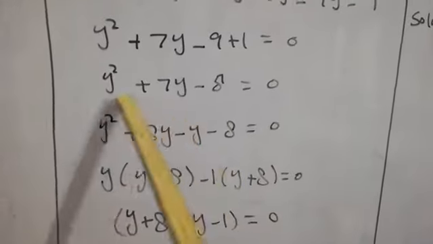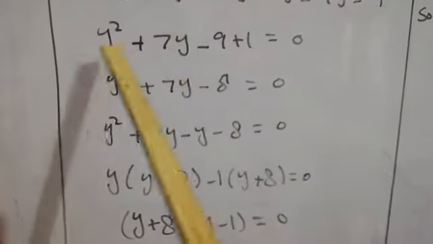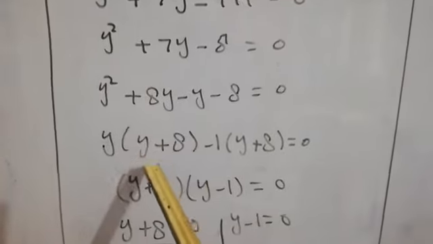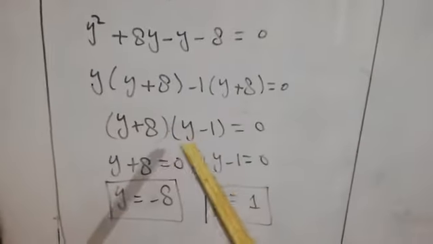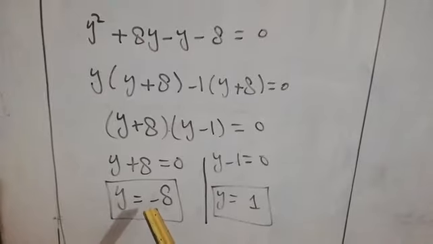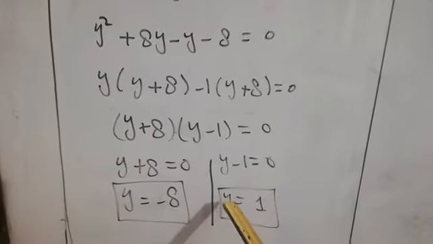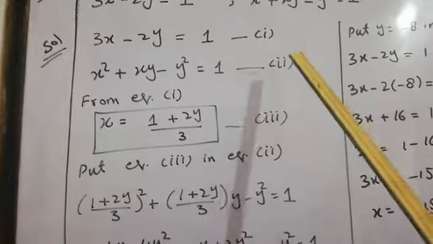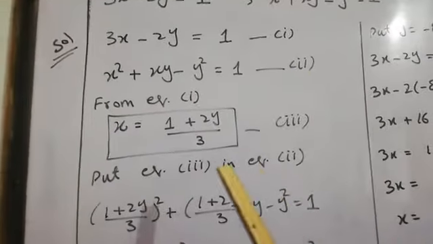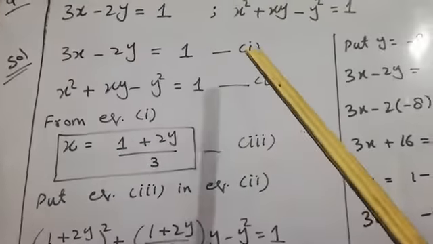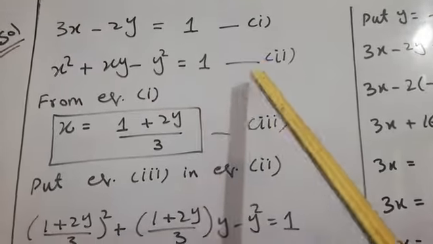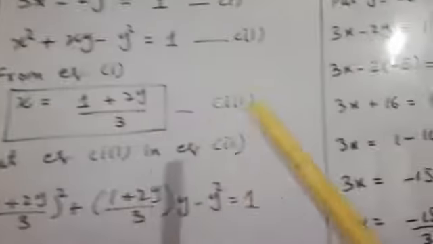So we will solve this equation with the factorization method, the middle term break. So we will get the values of y with that factorization method. The possible values are y is equal to minus 8 and y is equal to 1. Now dear students, we have two values of y. So we will put these two values of y in equation 1, 2 or 3 as you wish. We will consider equation 1, but you can also put these values of y in equation 2 and 3. The answer will be the same.